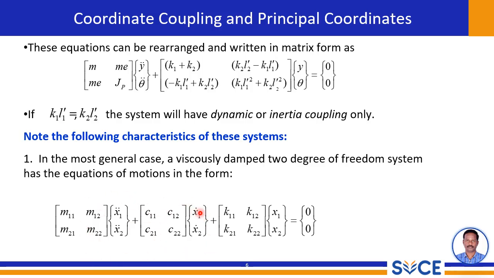The off-diagonal terms in these matrices are crucial. They show how different motions are coupled. If these terms are zero, the motions become independent. In summary, these matrix equations provide a concise and powerful way to describe the motion of complex systems. This allows us to analyze the effect of mass, stiffness, and damping in real-time applications.